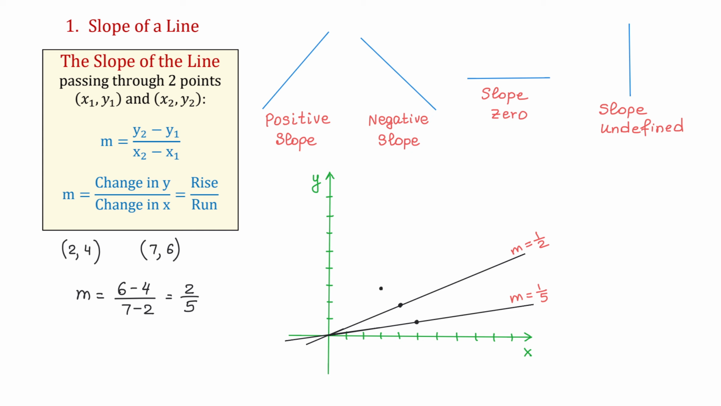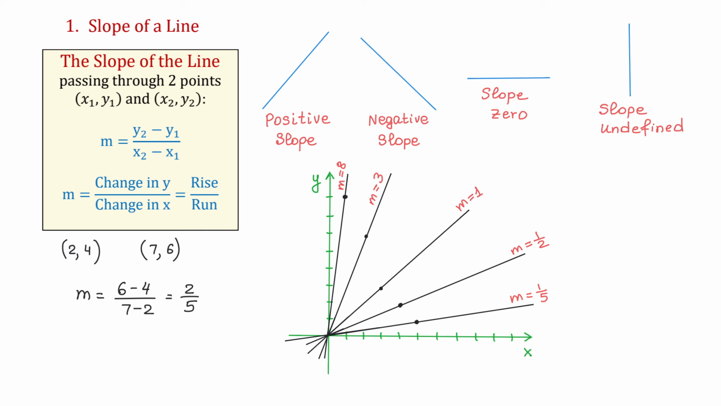The next line will pass through the point 3, 3. Then the slope of this line will be 1 because the change in y is 3 and the change in x is also 3, and 3 divided by 3 is 1. Now let the next line pass through the point 2, 6. Then the slope of this line will be 3 because the change in y is 6, the change in x is 2, and 6 divided by 2 is 3. And now let one more line pass through the point 1, 8. Then the slope of this line will be 8 because the change in y is 8 and the change in x is 1, and 8 divided by 1 is 8.